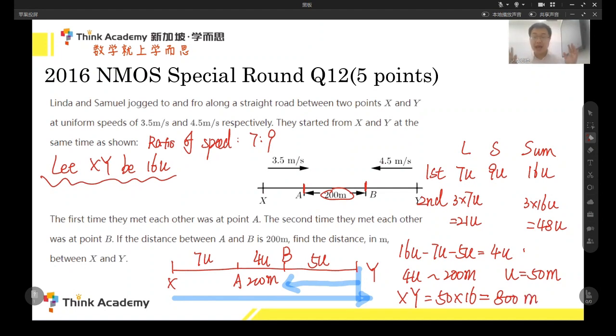Now, that is the way we solve this problem. Of course, algebra can solve it, but I think this is the easiest way and the method we should all master for multi-time meeting problems.